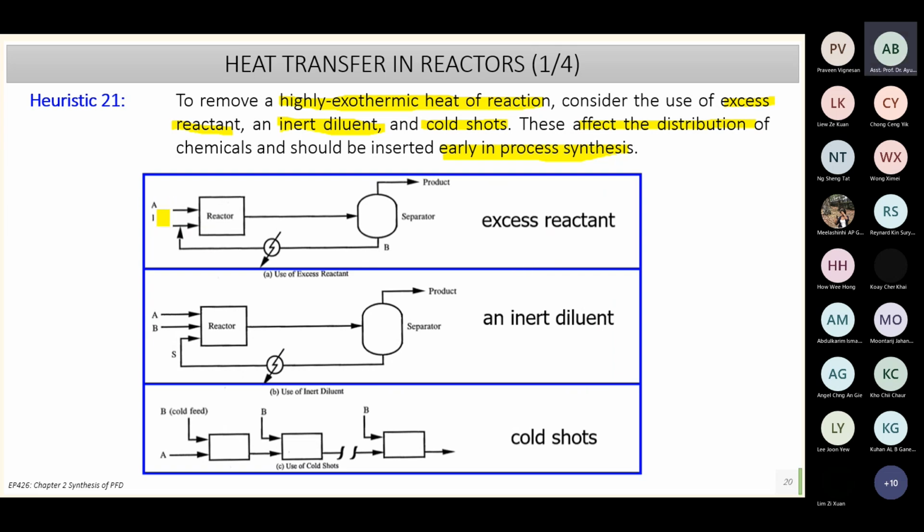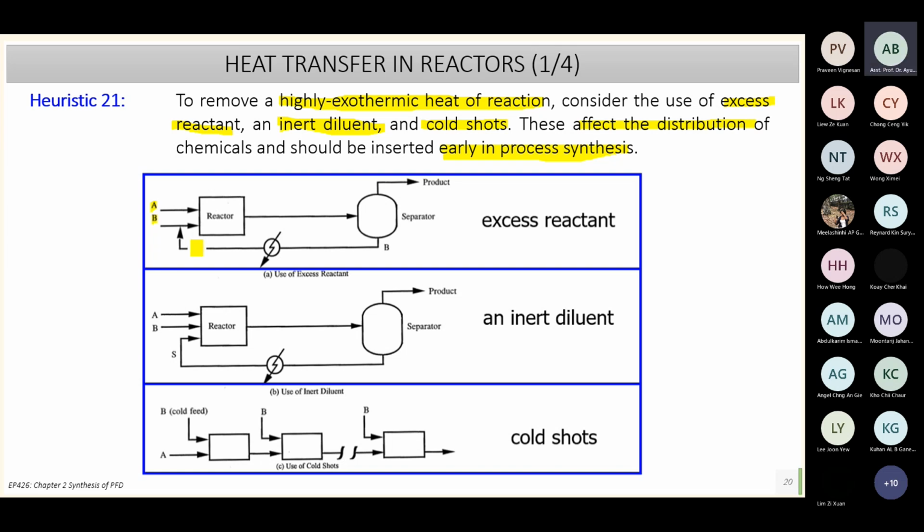Now here we have A and B as your reactants. Once it goes to the reactor, a highly exothermic reaction occurs. Then at the separator, it separates your product and the B. So B here is being recycled to the inlet feed. That means B is now the excess reactant.